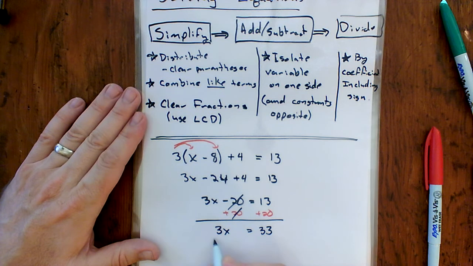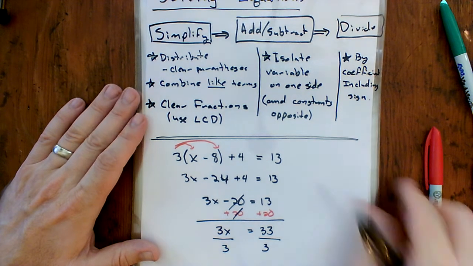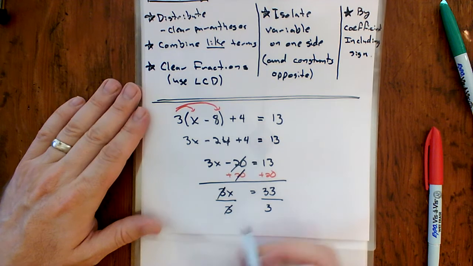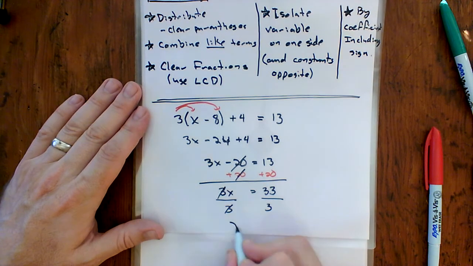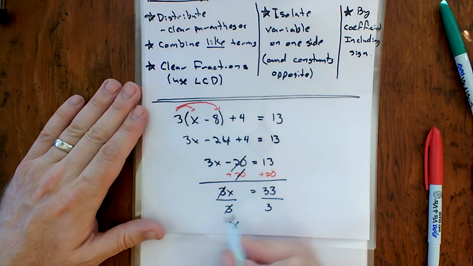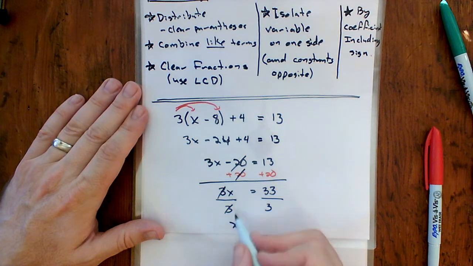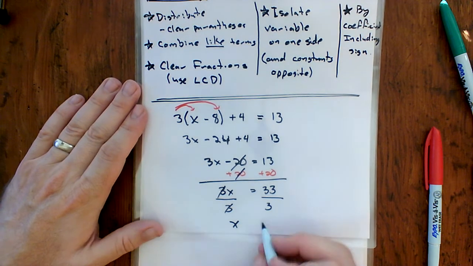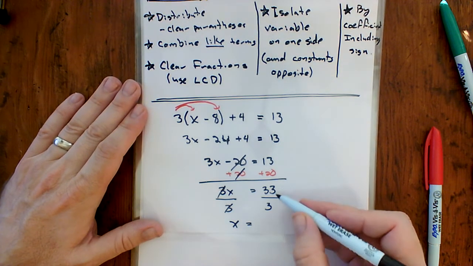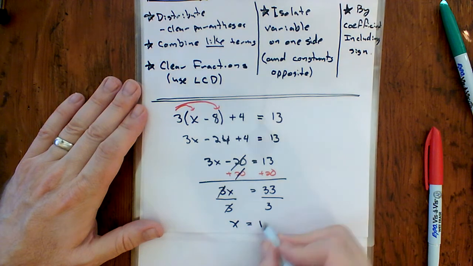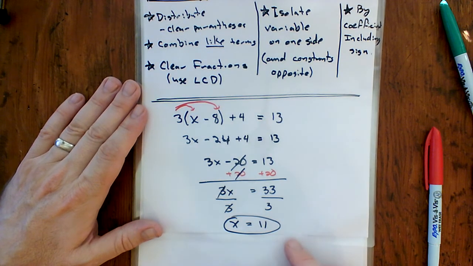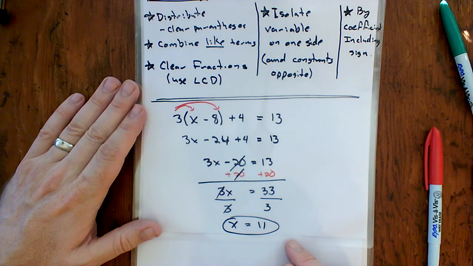Last but not least, we divide both sides by that coefficient of 3. Here we're including the sign, which is positive. 3x divided by 3 is just x. Notice I'm not dividing by 3x. If I divided by 3x, I'd be left with 1 over here, and I'd be left with an x in the denominator. Don't really want to do that. 33 divided by 3 is 11. And we're done. Nothing else is necessary here.